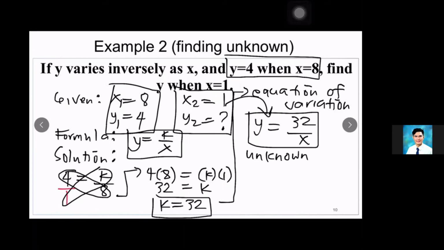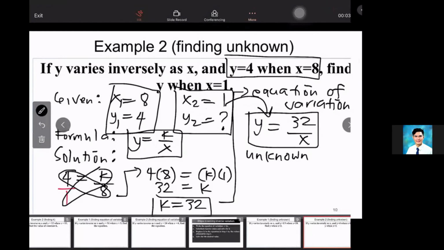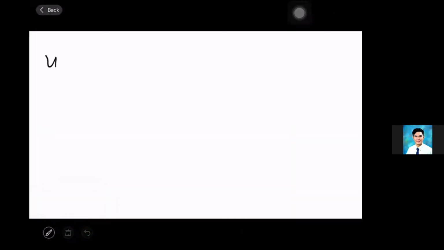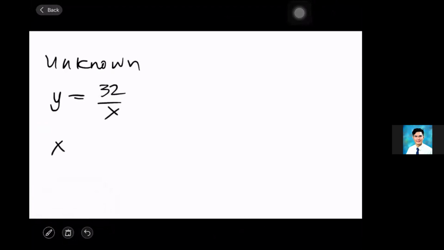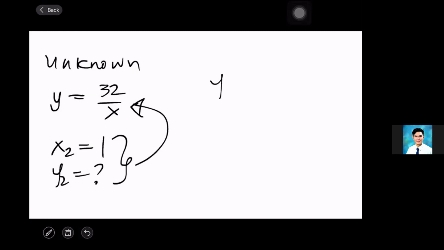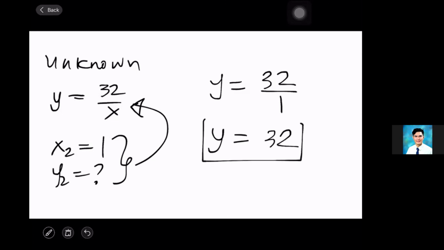Since we have the equation of variation y equals 32 over x, let us go to our whiteboard so we have a bigger space. Given the equation of variation y equals 32 over x, we have x sub 2 is 1 and y sub 2 is missing. Substituting the given to our formula, it will become y equals 32 over 1, or simply y equals 32. Therefore, y is 32. 32 is our final answer.